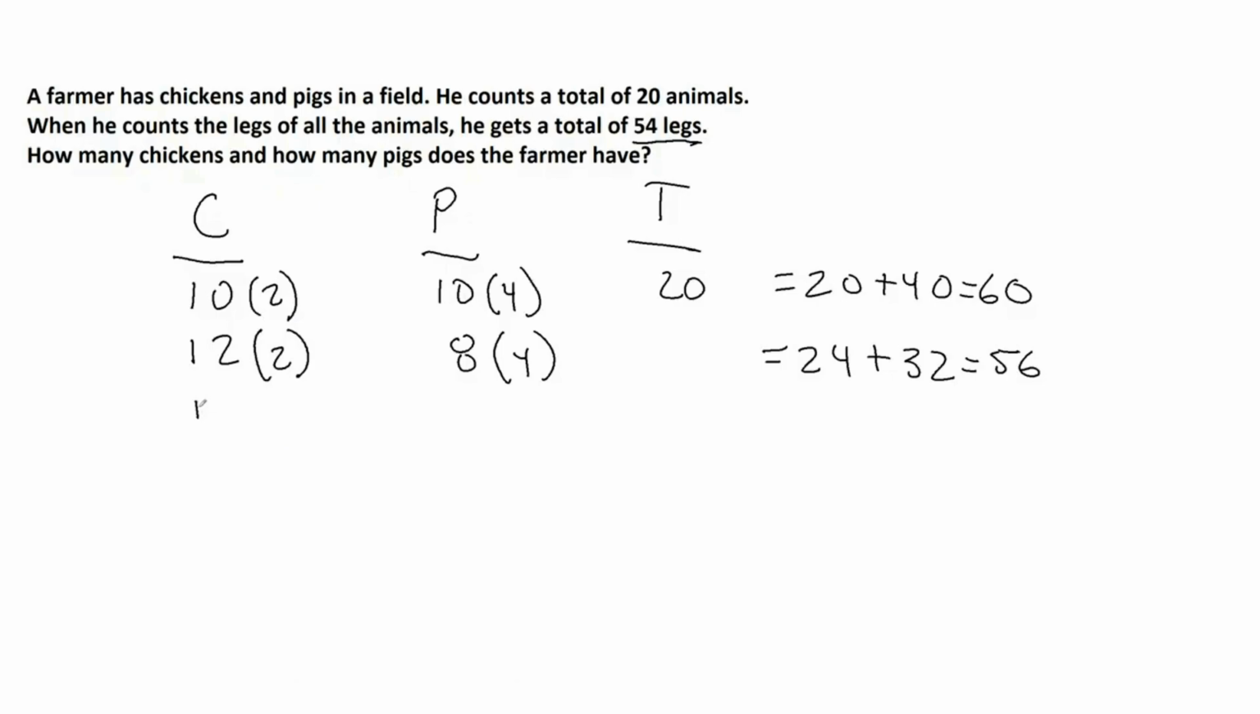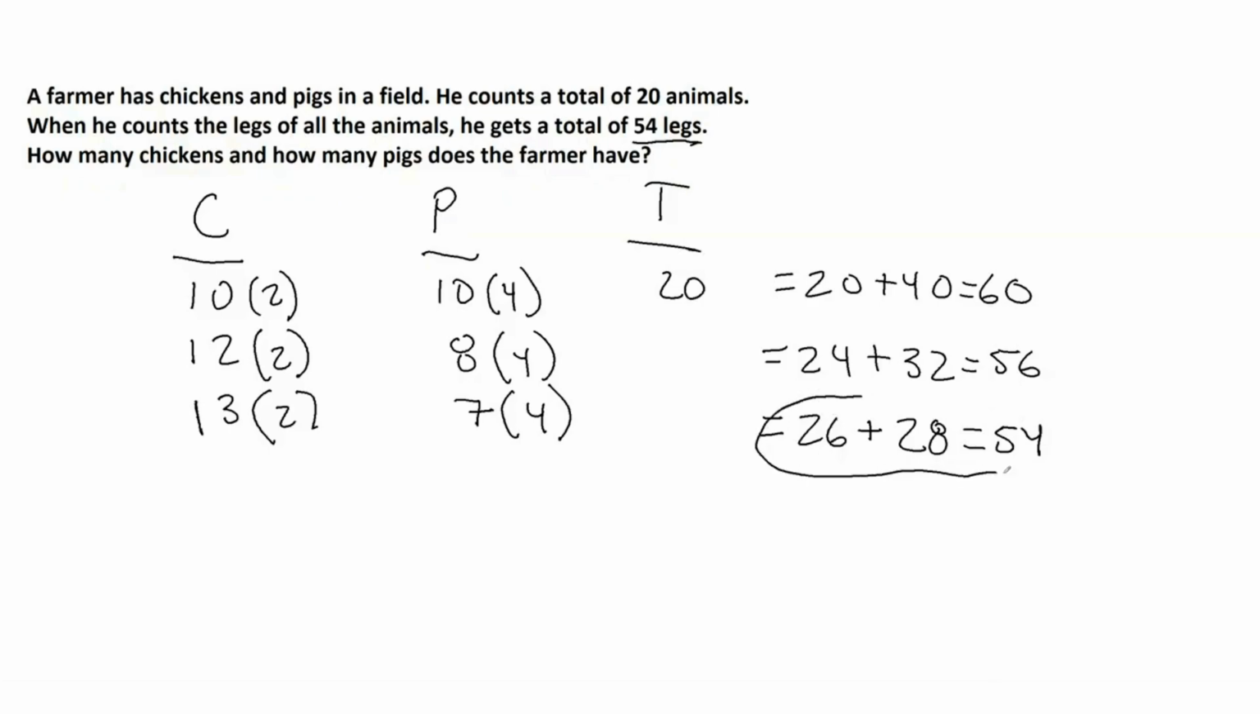So I'm going to go with 13 chickens and 7 pigs. Now, again, the chickens, they still have 2 legs, and the pigs, they still have 4 legs. The chickens, 13 chickens times their 2 legs, that is going to give us 26 legs. Now, the 7 pigs times their 4 legs would give us 28 legs, and 26 plus 28 is 54. And so voila, we have our answer right here.